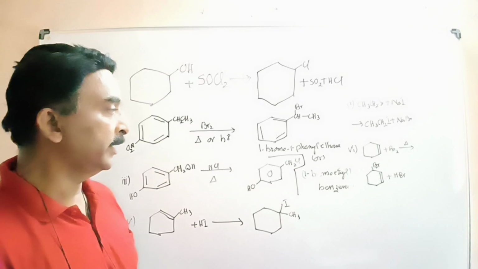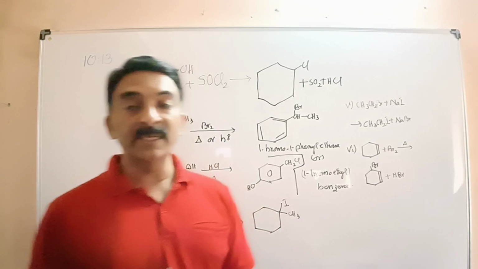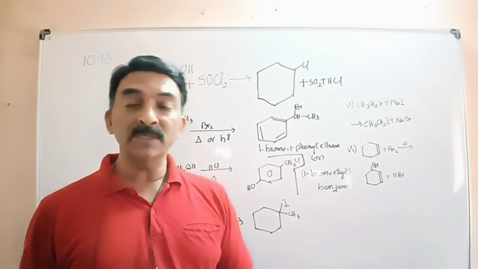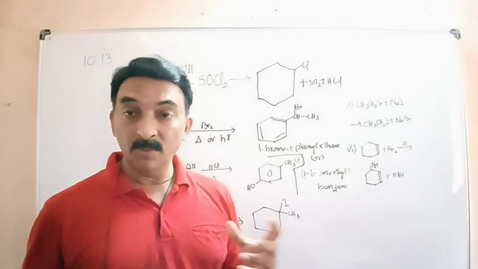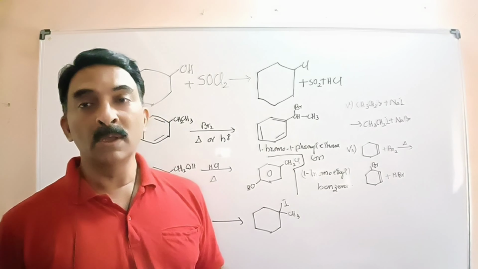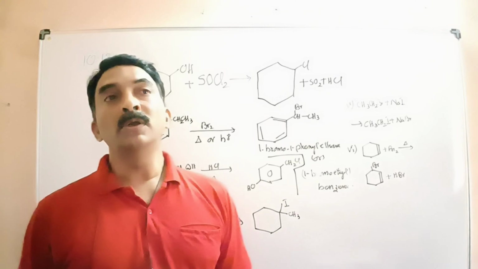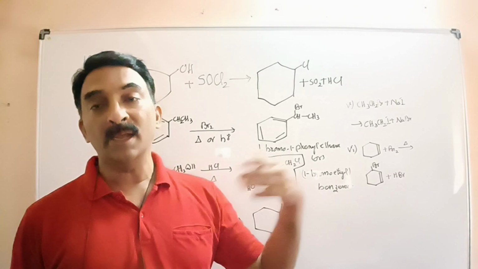We have already discussed. And the last case, the sixth one, cyclohexene and bromine are treated. If you are treating cyclohexene and bromine in cold, or at a low temperature, bromine gets added across the double bond. You get 1,2-dibromocyclohexane. But here the process is carried out at a high temperature.